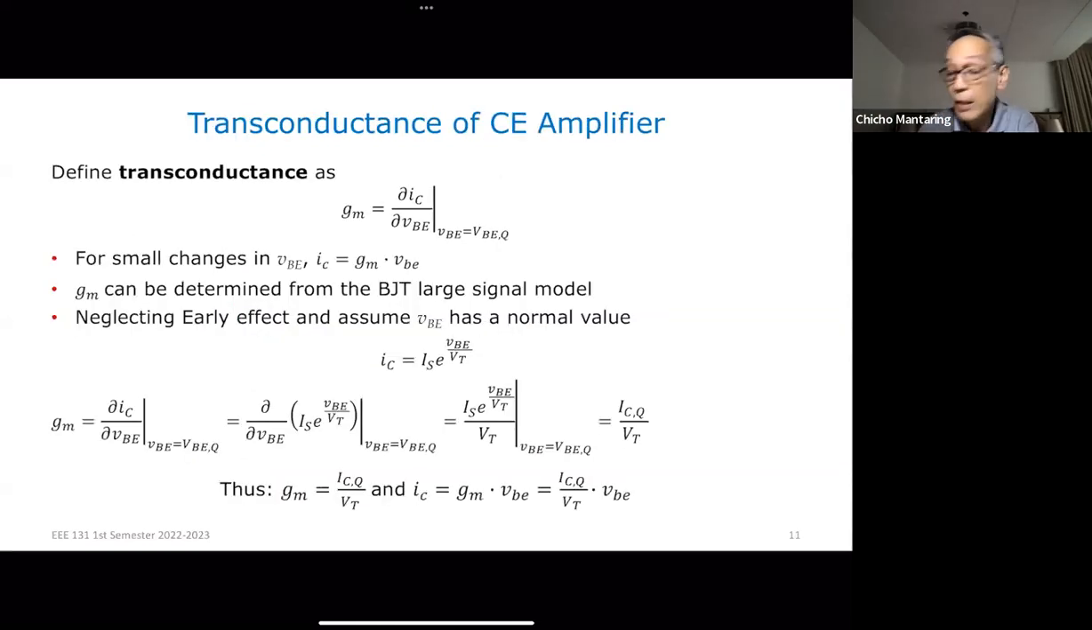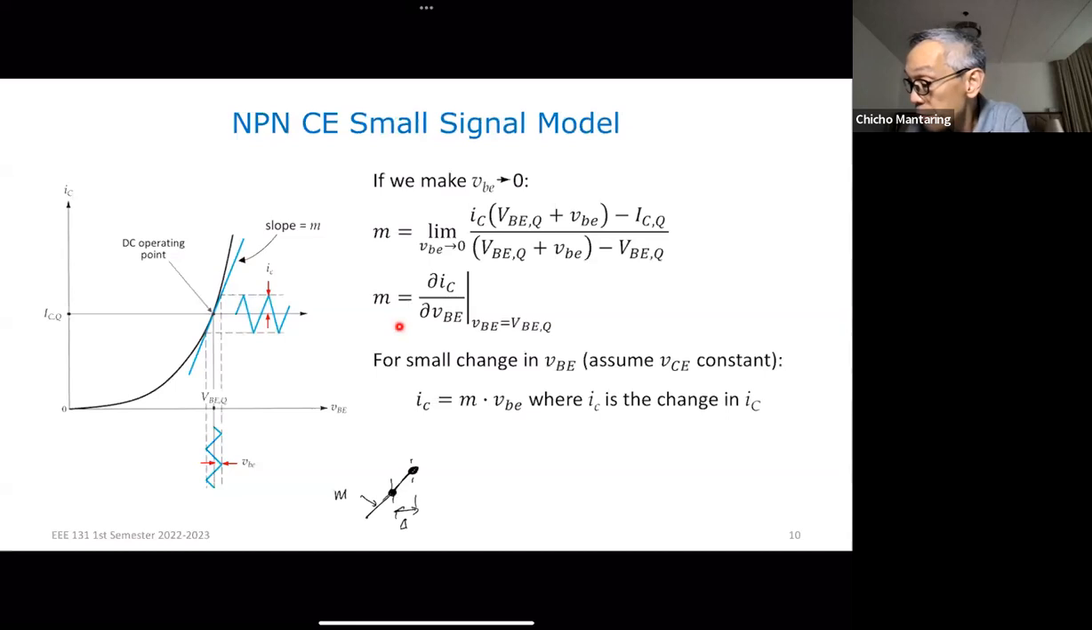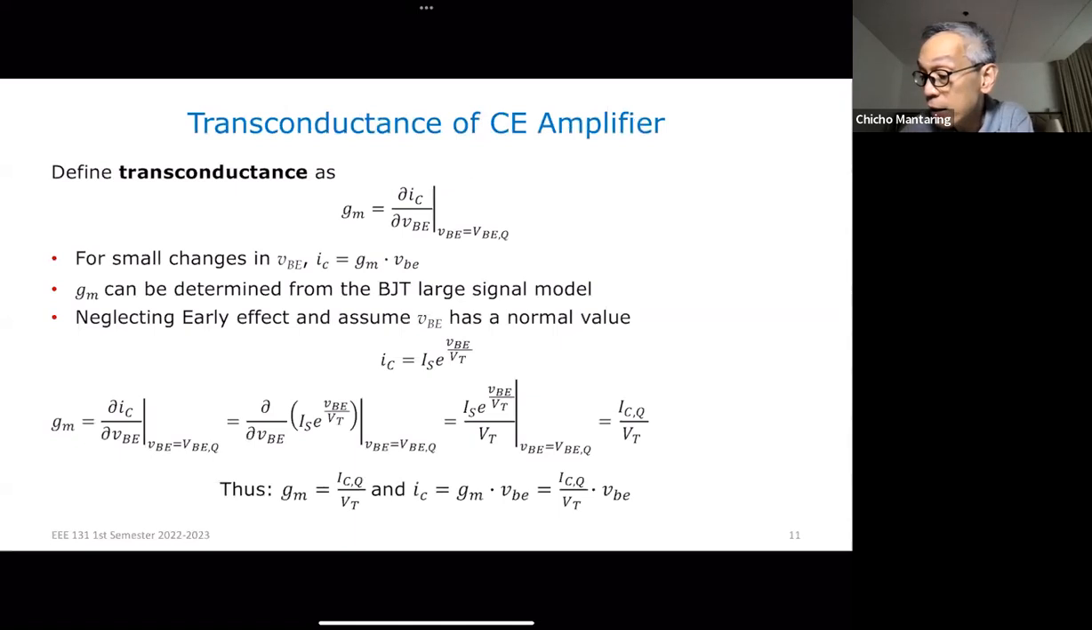Okay, we're going to define this quantity, gm, the partial of IC with respect to VBE evaluated at the Q point. We're going to define this as the transconductance of the transistor. Why is it called a transconductance? Well, it's called a conductance because it's the ratio of a current to a voltage. So what is the unit? Current over voltage? It's Siemens. The unit of your transconductance is Siemens.